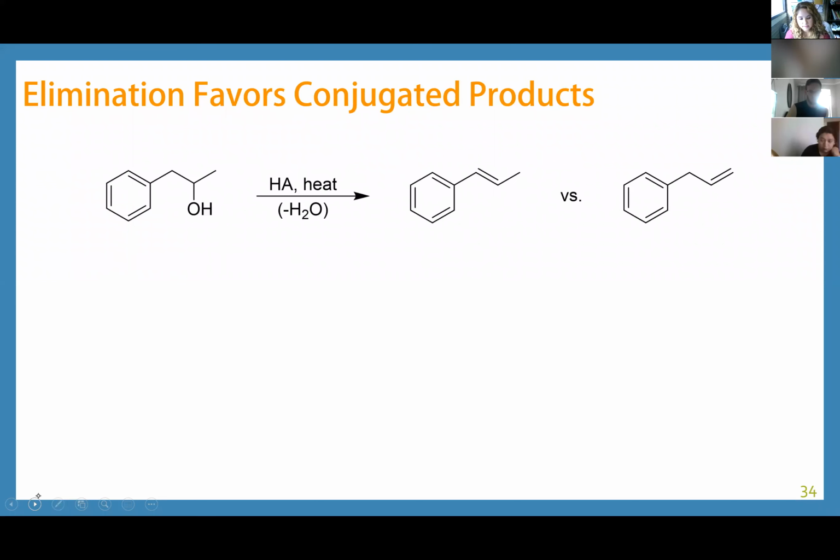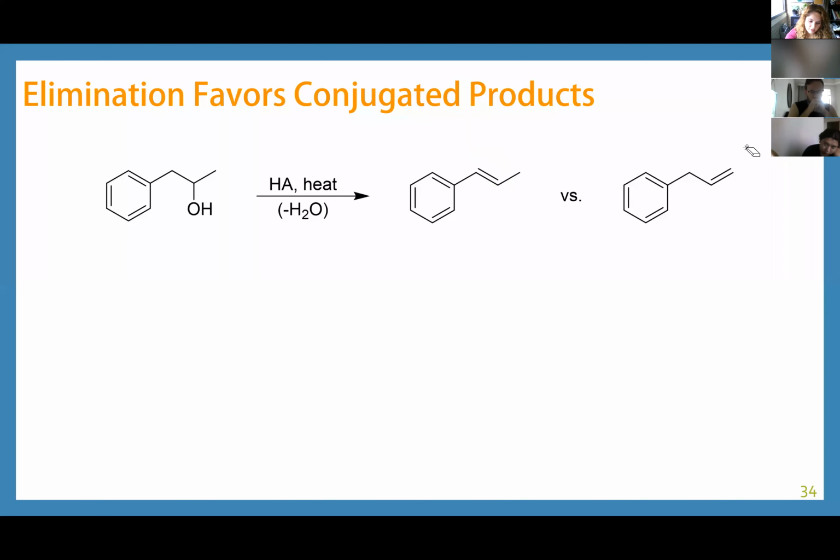The next thing that you want to consider is that any eliminations that you do in the presence of a benzene ring are going to favor the conjugated product. So conjugated, again, this is a term that we learned earlier on in the semester. It means that you have unhybridized p orbital overlap. So we're talking about having a double bond in between the benzylic position and the carbon one removed from benzene, versus something like this, where the double bond is isolated and not in conjugation with the benzene ring.